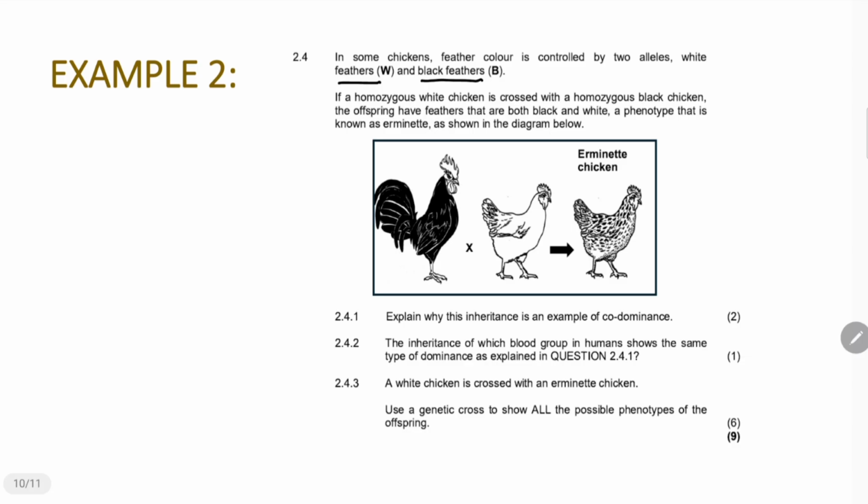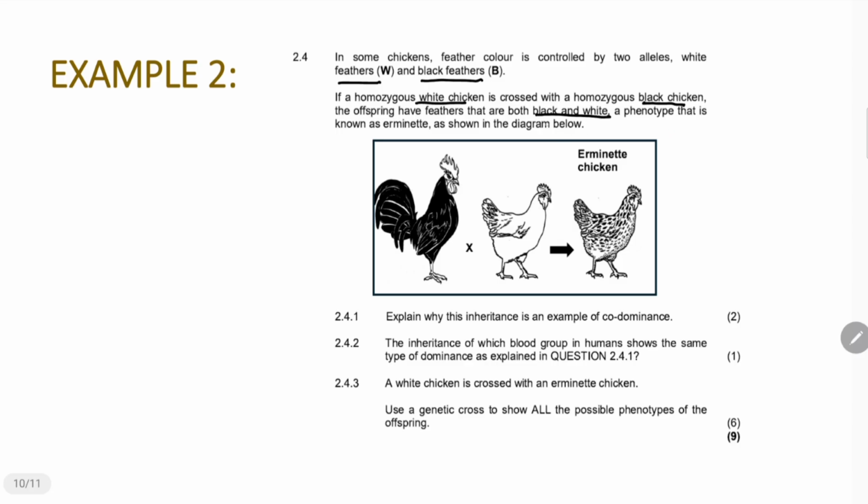Let's focus on this statement first. So a chicken that is homozygous for white and another chicken that is homozygous for black, when we cross them, they produce a chicken that is black and white. So this is a type of codominance, because we know that with codominance, neither of the alleles is dominant over the other. They are equally dominant. So when they're equally dominant, they become equally expressed in the phenotype, right? So that is why we are saying that we are going to produce a chicken that is both black and white. So this is a type of codominance, right?